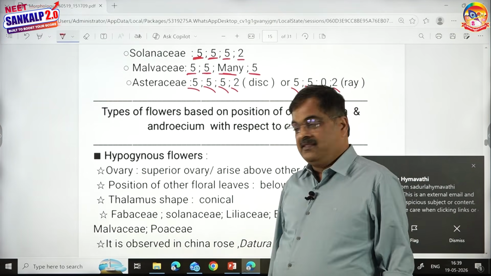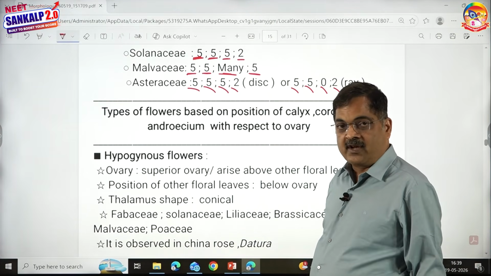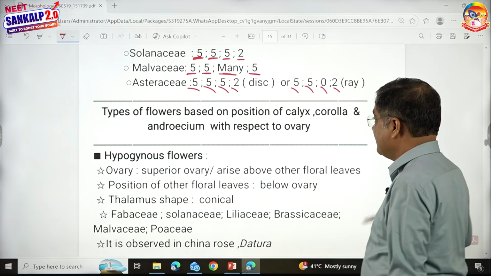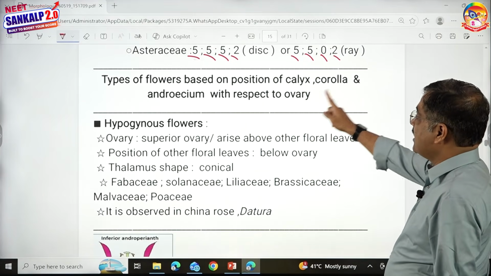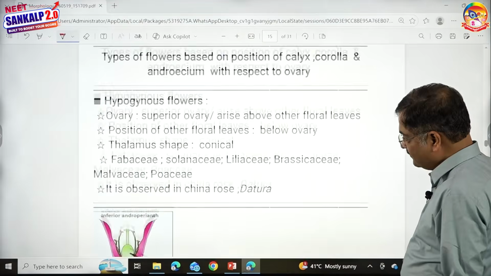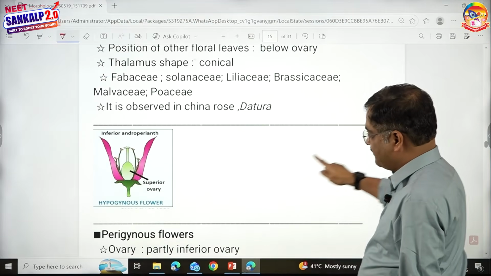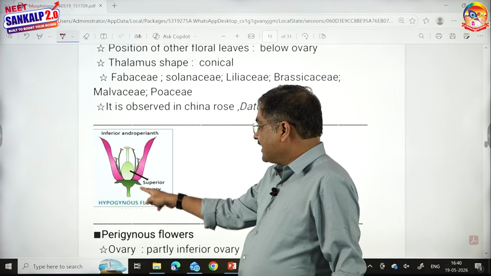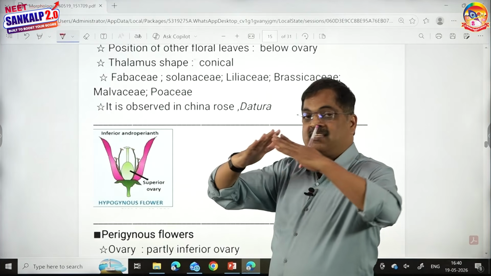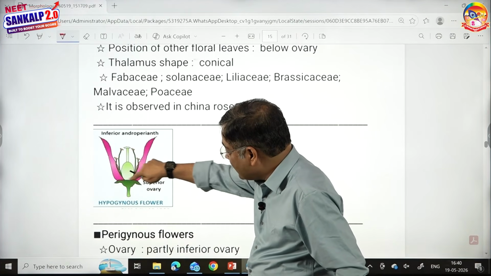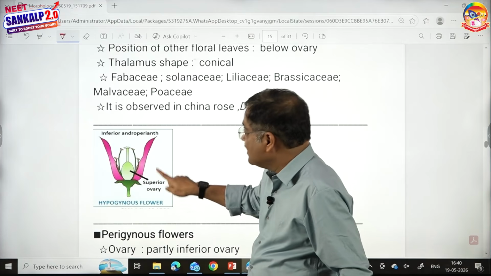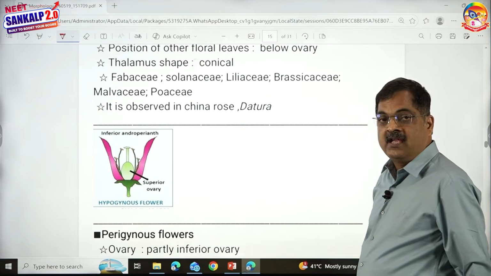Now, this is one area, children, from where questions have come in large numbers in your previous exam. Types of flowers based on the position of calyx, corolla and androecium with respect to the ovary. I don't want to waste much of your time. Look here. The thalamus here is conical, with the ovary arising from a higher height when compared to the remaining floral members. Such types of flowers are said to be hypogynous.